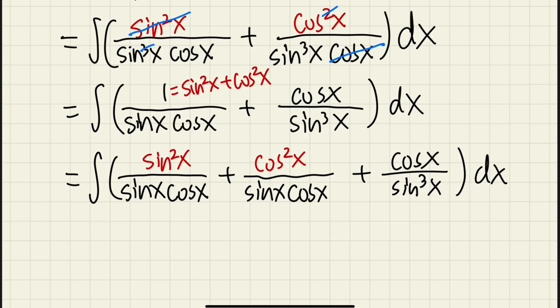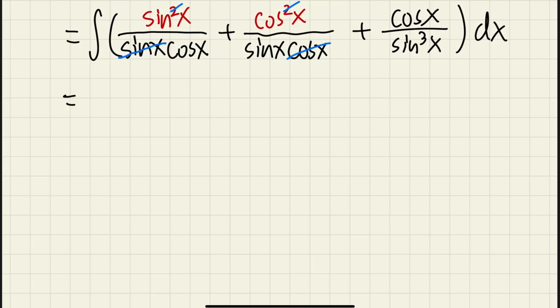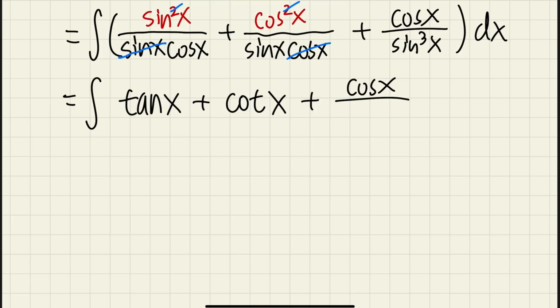dx. Now, ladies and gentlemen, let's cancel things again. Sine of x, one of them cancels out. Cosine, one of them cancels out. So if you look at the first part, this is the integral. We have sine x over cosine x. I can look at that as tangent x. Next, cosine x over sine x. I can look at that as cotangent x. And the last one, keeping that form.